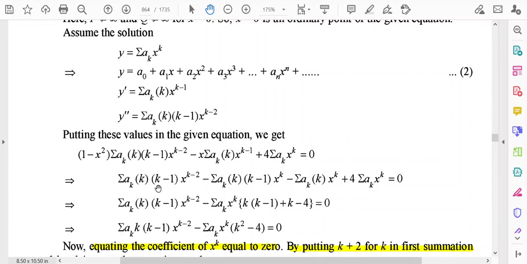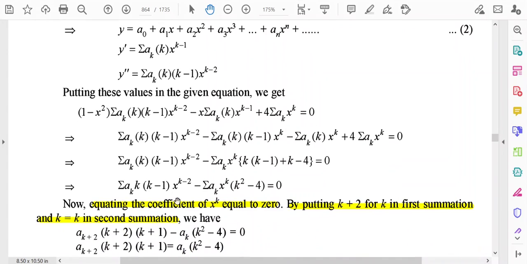So after simplification, we are obtaining, that is x to the power k minus 2 and its coefficient is a k k into k minus 1 minus sum of a k x to the power k, k square minus 4 is equal to 0. That is, after simplification of this expression, step by step we have obtained this expression. And you see that in this expression we have used the summation format.